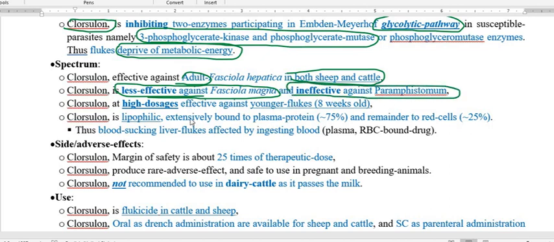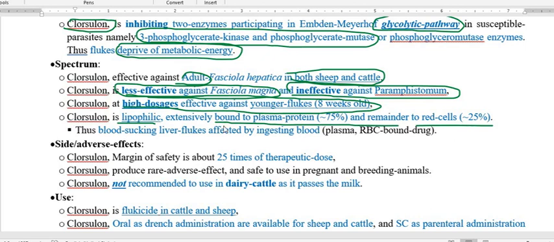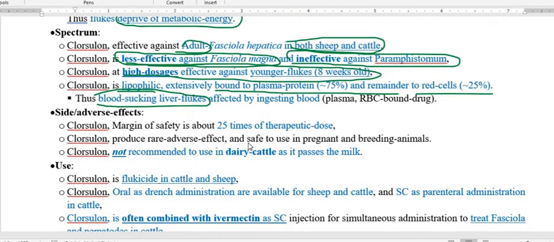So this is all about clorsulon. At high dosage, it may show efficacy against the younger fluke of 8 weeks old. As the drug clorsulon is lipophilic, it will absorb well and also bind very much with the plasma protein. As it binds with the plasma protein or RBC, the blood-sucking fluke, when taking this plasma protein or RBC, the drug comes into the worms and therefore produces its mechanism of action.